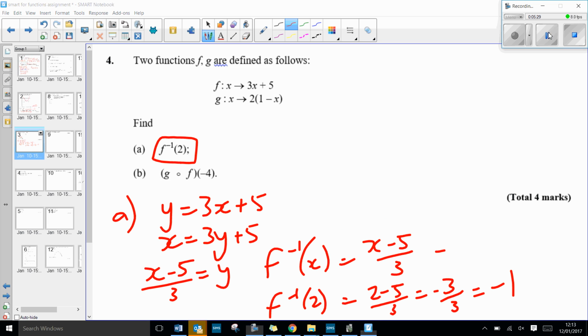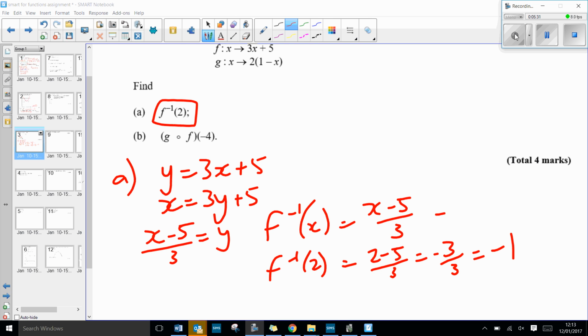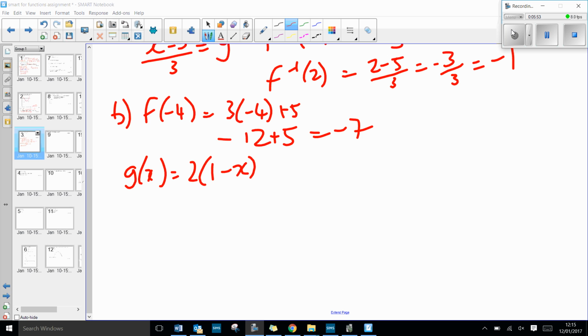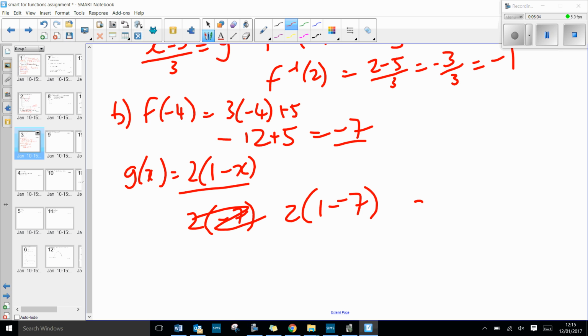Okay, and part B, g of f of -4, so we're sticking -4 into f first. So f of -4. Okay, so that's -12 plus 5 equals -7. Okay, and our last step is we stick this -7 into function for g. So we've got 2 lots of -7. Oops. 1 minus -7. So it's 2 times 8, so that's 16.